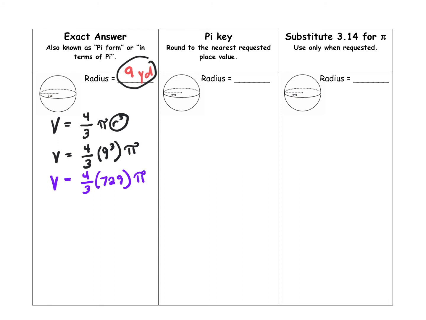So now you have choices. If you have a calculator with a fraction key, you're going to take 4/3 times 729, or if you don't have a fraction key, you can take 4 times 729. Remember, we could use this 4 times 729, and that would equal our product, and 1 times 3, or 3 times 1 would be 3, so we can divide our product by 3.